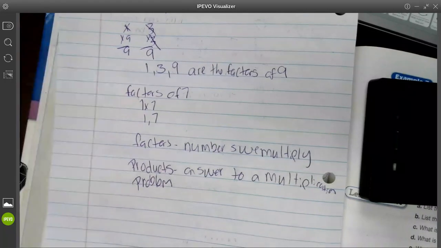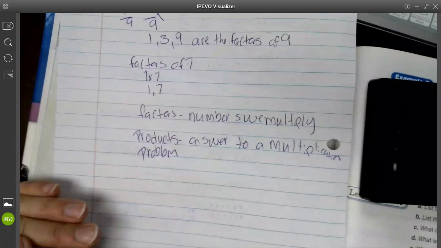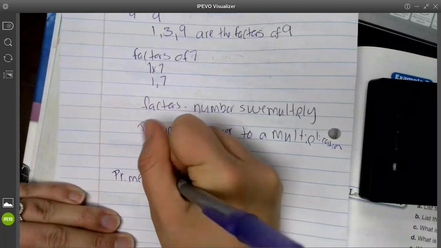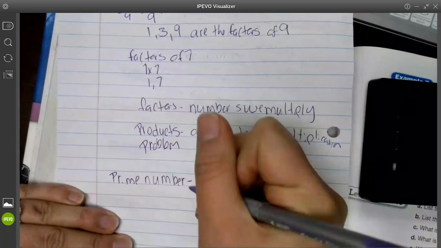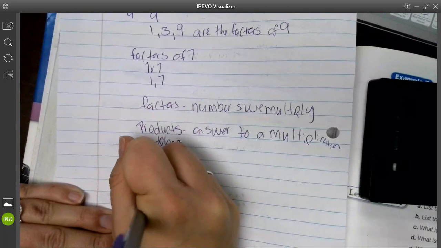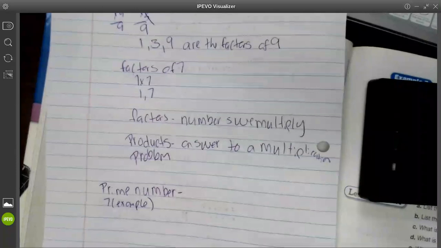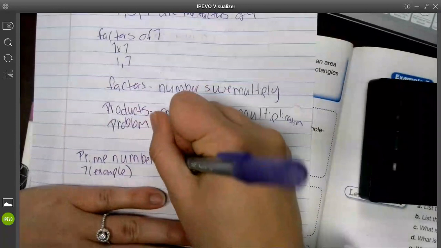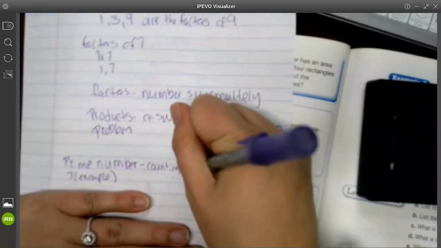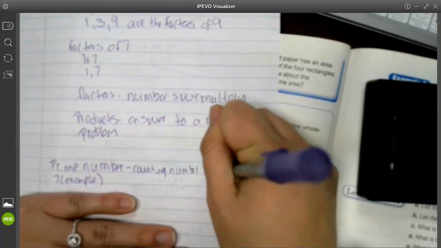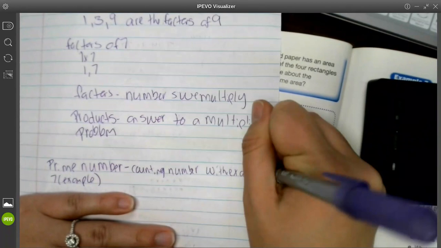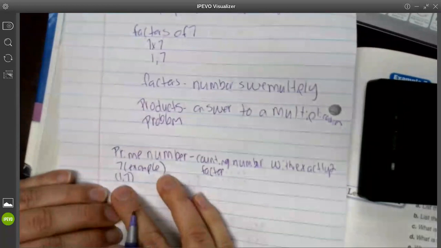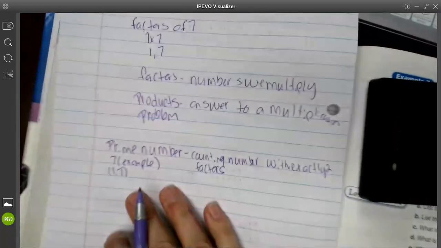All right, so in a previous example, we found that the number 7 has only 2 factors. Okay, so number 7 is called a prime number. So I'm going to put 7 as an example. There are others that we'll talk about. So a prime number is a counting number with exactly 2 factors. So the only factors of 7 are 1 and 7. So that makes it a prime number.